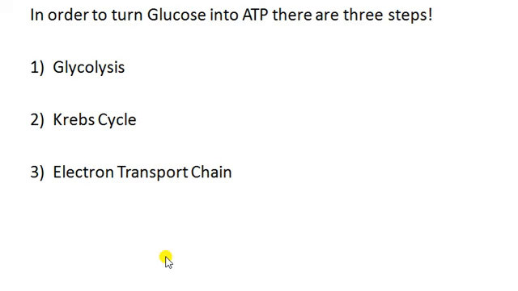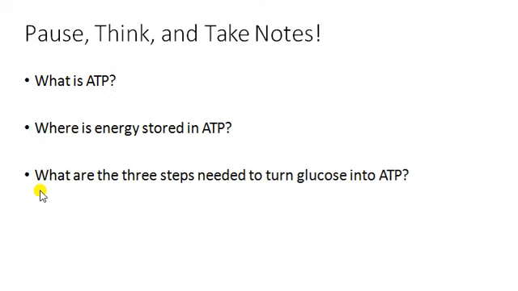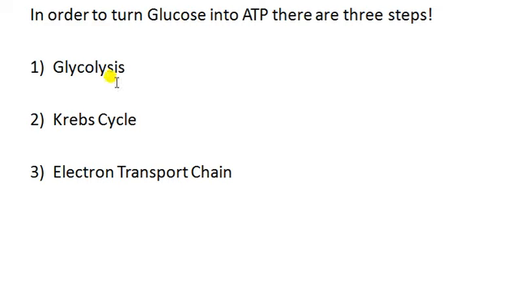You know that the glucose is converted into ATP in 3 steps: glycolysis, Krebs cycle, electron transport chain. The glycolysis takes place in the cytosol, the Krebs cycle in the mitochondria, and the electron transport chain in the inner layer of the mitochondria. Okay.